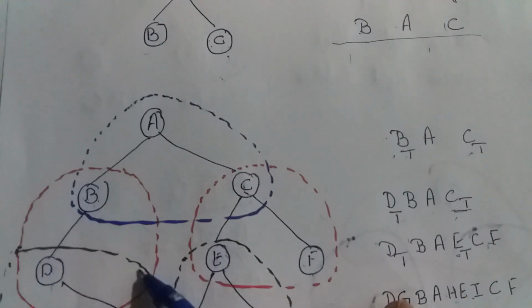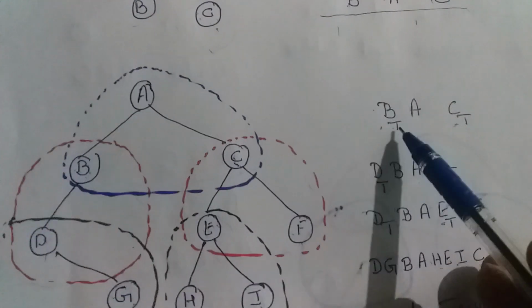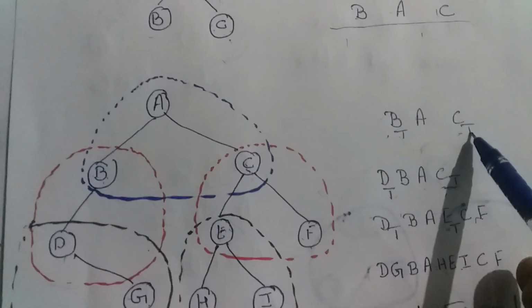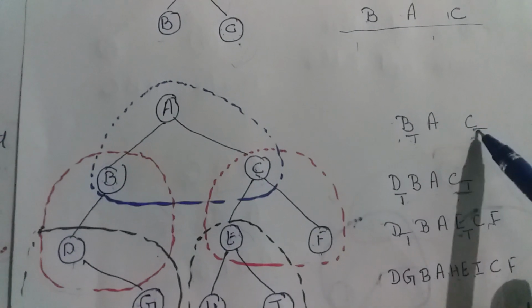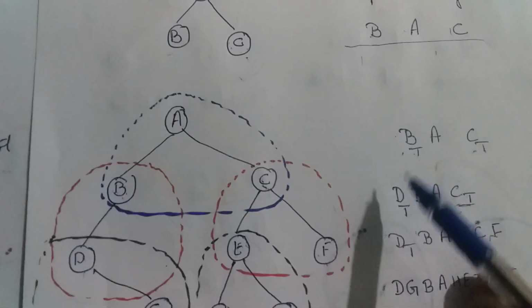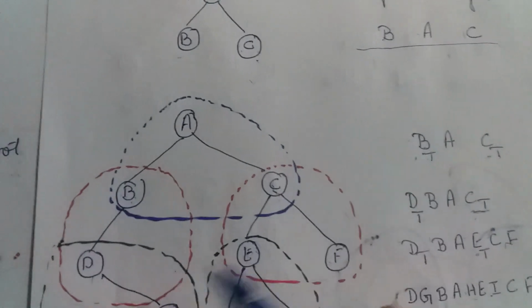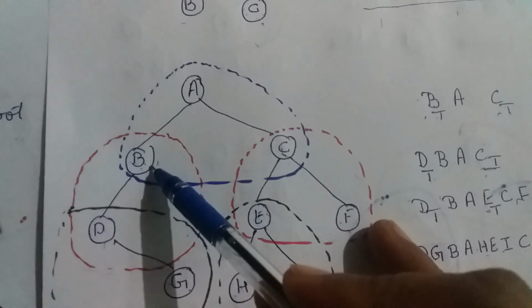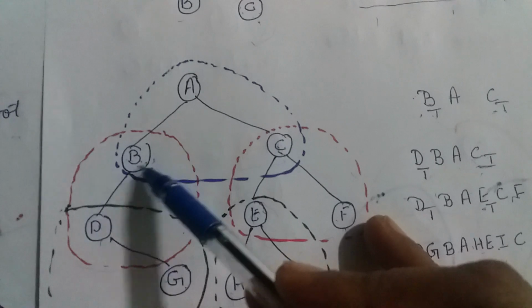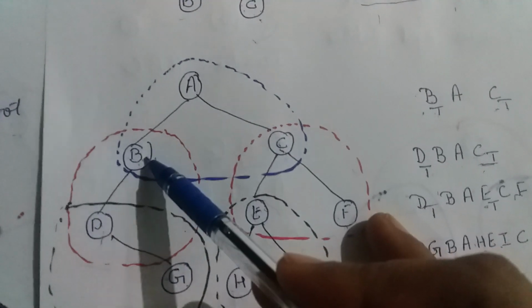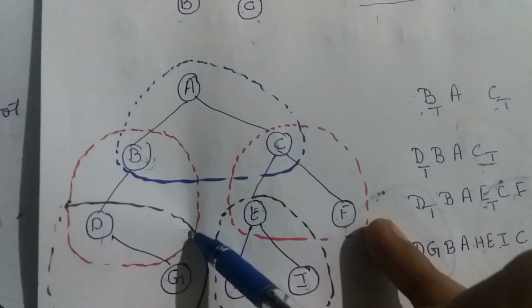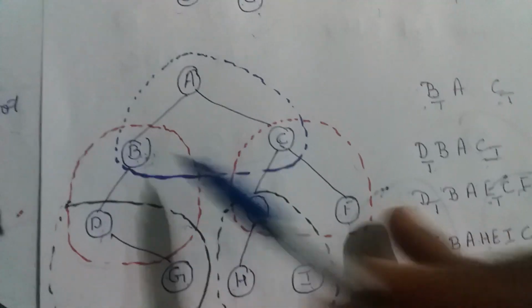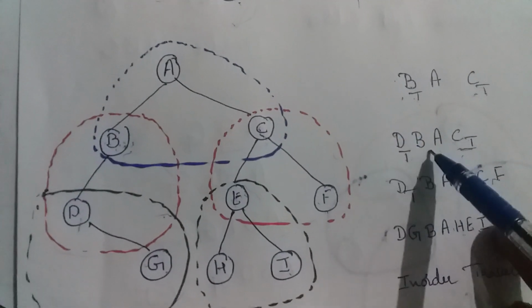So B has subtrees, it has to be traversed again, so I have written it as BT, and C has to be traversed as CT. Then first I will consider the B node. The B node I have marked in red color. If I consider B, left is D, root is B and right does not exist, so I have written DB. So you can see here DB I have written.